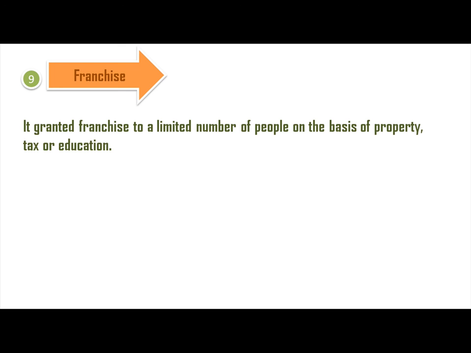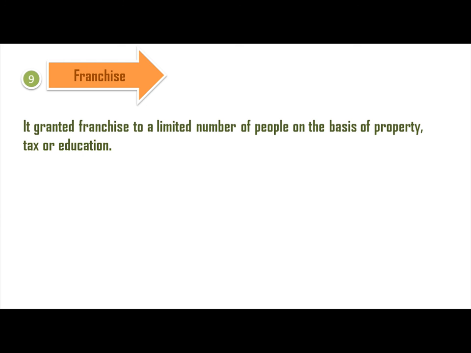Now, coming to the next important feature, franchises. It granted franchises to a limited number of people. Let me tell you what franchises are. Franchise is nothing but the right to vote in public elections. Simply saying, now we call it the right to vote. At that time, they used to call it franchise. This right to vote in public elections was not there for everyone. Now, those who have completed 18 years are eligible to vote at present. But at that time, everyone was not eligible to vote in elections. Very few people were allowed.